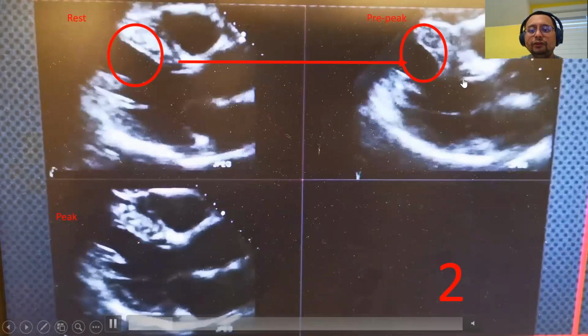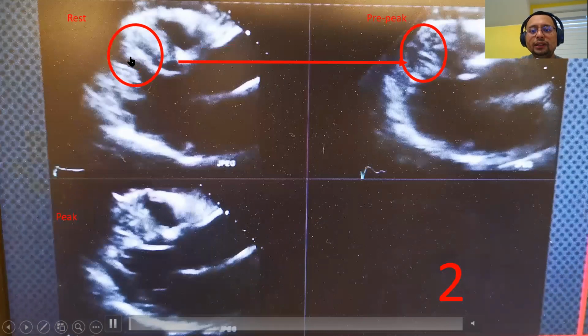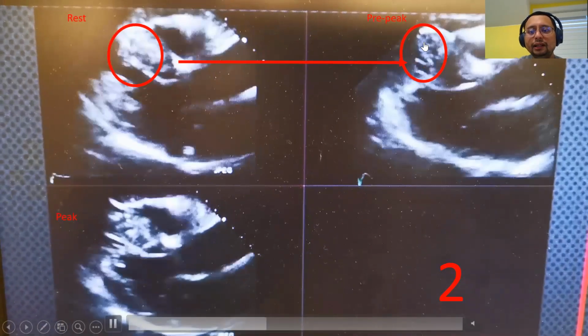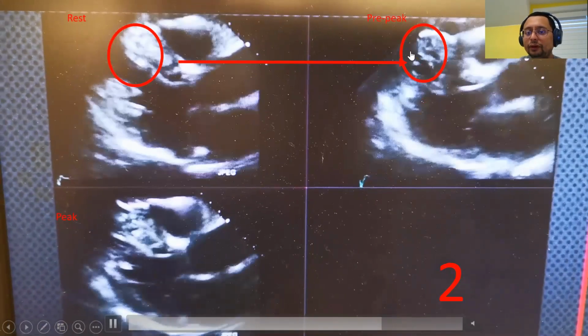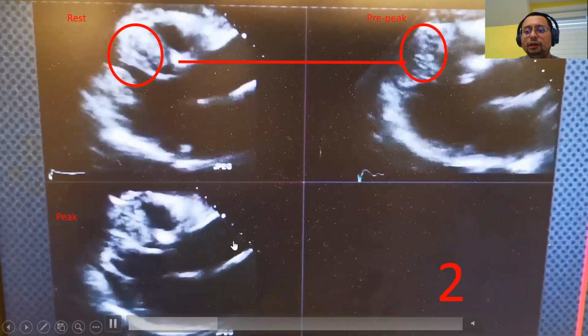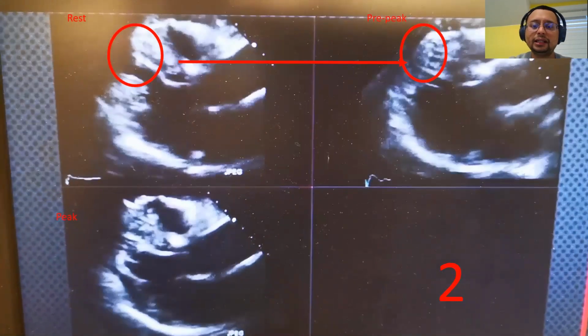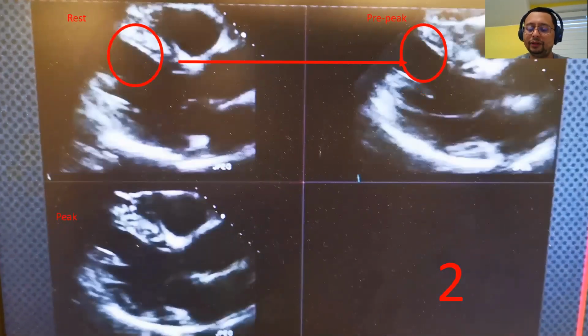So look at the mid segment of the septum. You can see that it starts with normal regional wall motion. You can see there's hypokinesia, especially at this segment there. So start with normal and progress to become hypo. So this is again an example of someone with ischemia. Okay. Let's look at our next case.